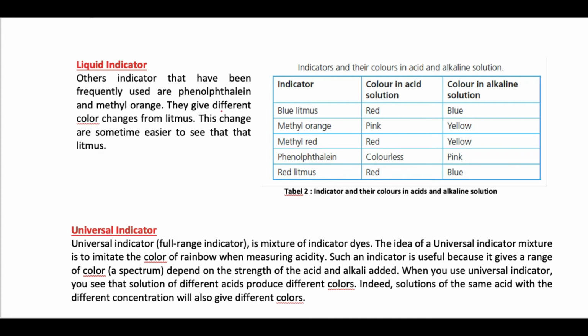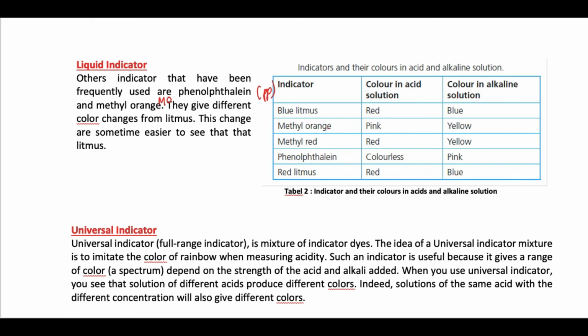Liquid indicator. Other liquid indicators that are frequently used are phenolphthalein, which we know as PP, and methyl orange, which we know as MO. They give different color changes from litmus. These changes are sometimes easier to see than litmus. For example, this is blue litmus, this is red litmus. In acid solution, it turns red, and in alkaline solution, it turns blue.